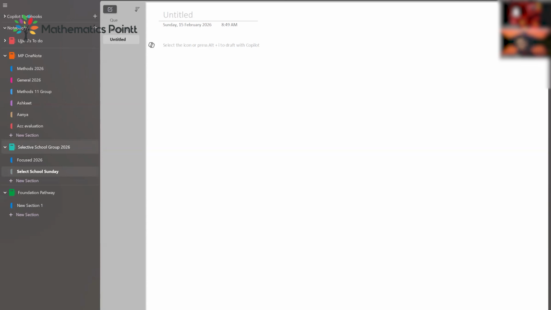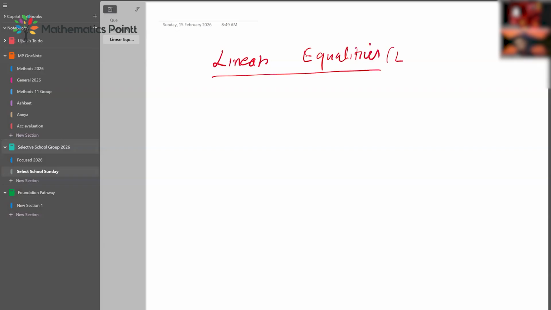All right. So last week we learned something called linear equalities. Equalities are equations. Now, this week, we are going to extend our understanding to learn something called inequalities. And I shouldn't say inequations, because they're not equations anymore.